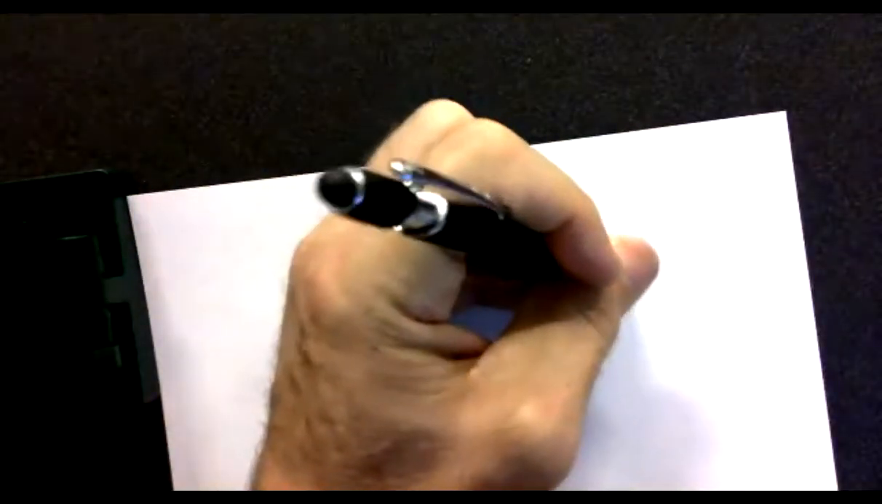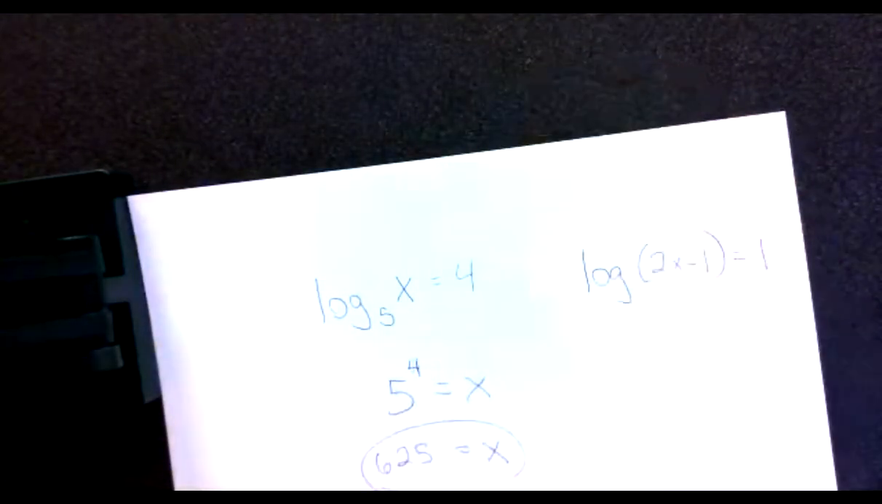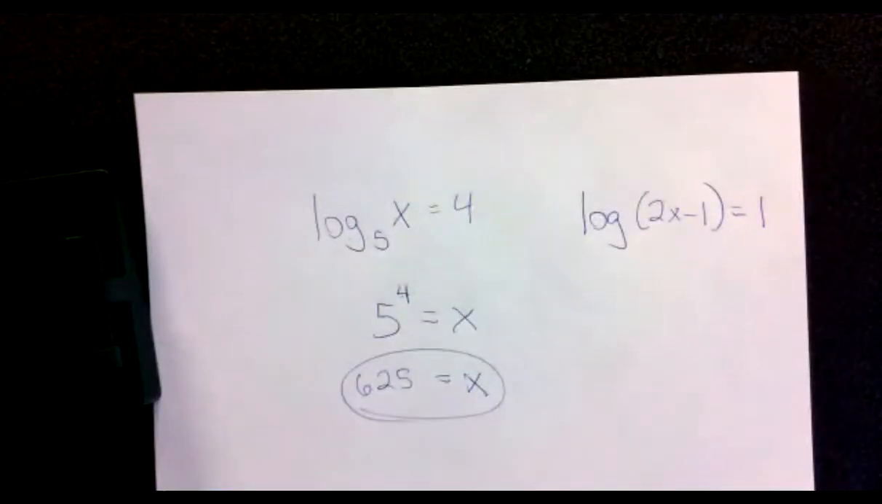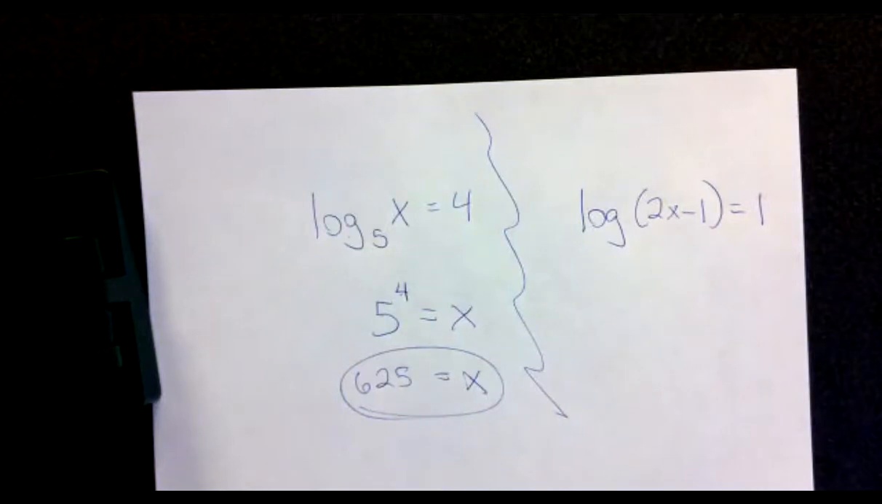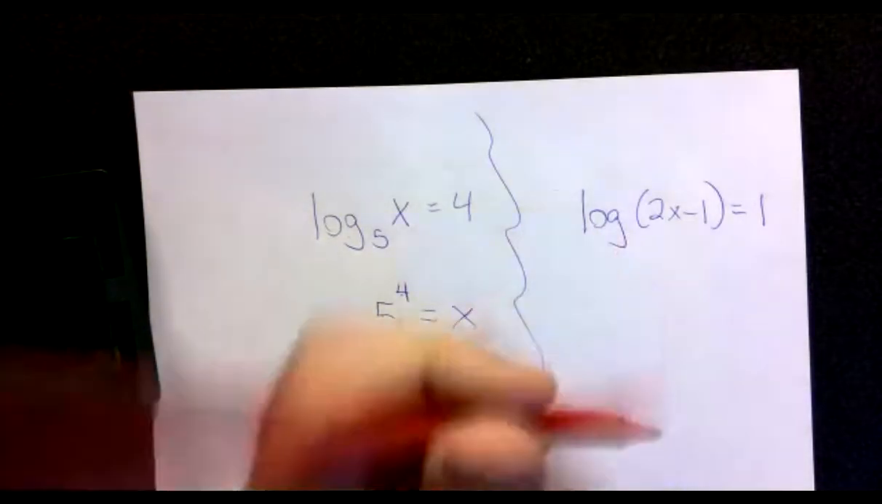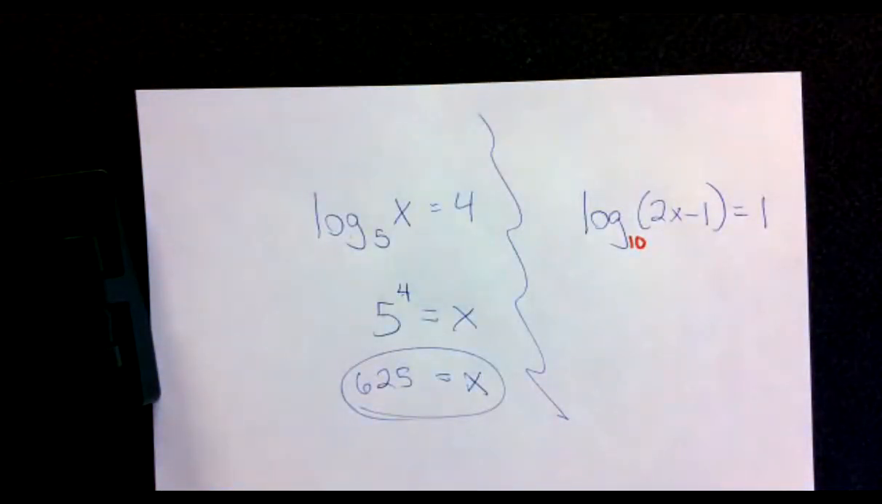Now they can give you something similar. So, completely separate problem. We've got the log of 2x minus 1 equals 1. We're going to solve this one in the same way. Just what you have to remember is when there's no apparent base, it's a 10. When you just have a log, that's log base 10.